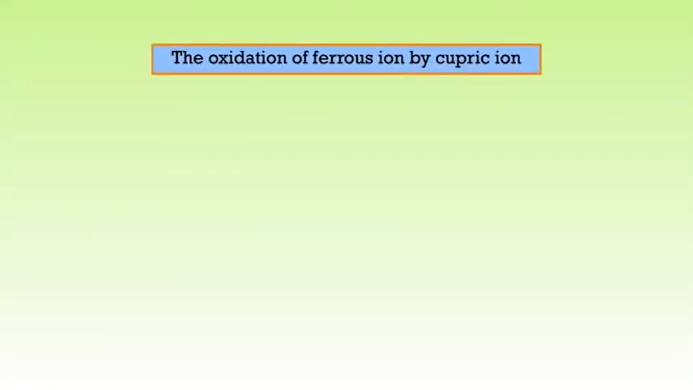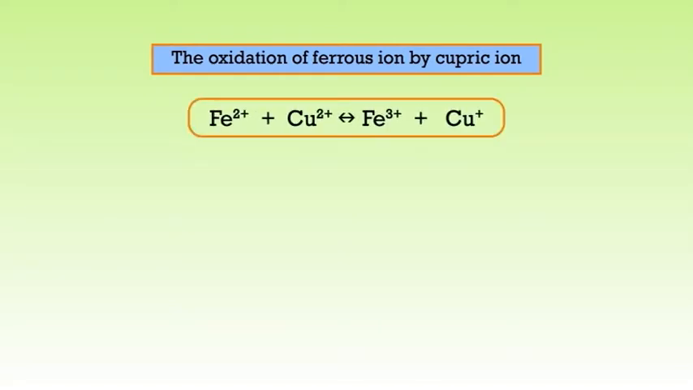Oxidation-reductions can be described as half reactions. Although oxidation and reduction must occur together, it is convenient when describing electron transfers to consider the two halves of an oxidation-reduction reaction separately. For example, the oxidation of ferrous ion by cupric ion: you have Fe2+ plus Cu2+, which gives Fe3+ plus Cu+.